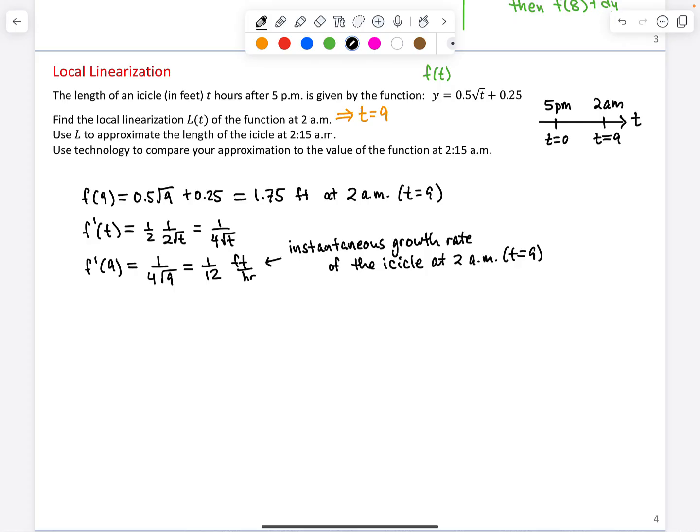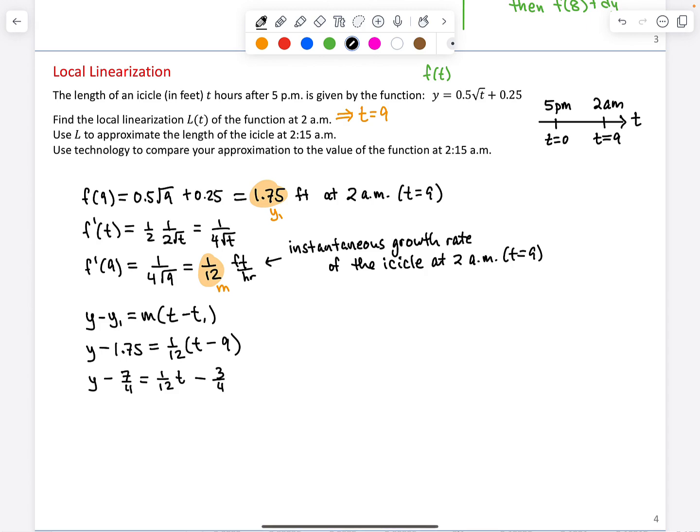So now we can construct the local linearization, or the equation of the tangent line. We're using t as my independent variable, not x this time. So you have y minus the y-coordinate, that y-coordinate is this 1.75, is equal to the slope, which is this 1/12, times t minus the t-coordinate where we're finding tangency, which is when t is 9. I'll switch 1.75 back into a fraction. This is 7/4. Distribute the 1/12. 9/12 is 3/4. Now add 7/4 to that, and we get a positive 4/4, which is 1. So here's the equation of our tangent line, and now I will simply change the y to function notation, saying L of t. This is our local linearization.